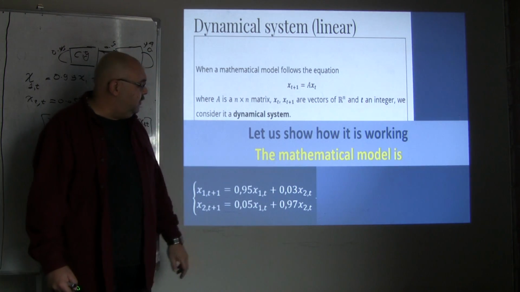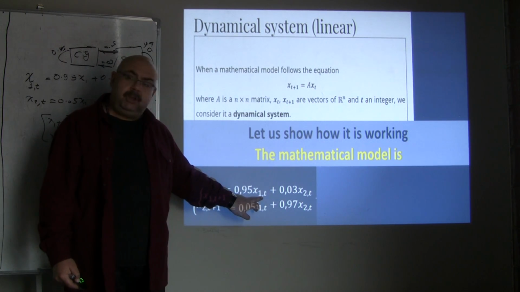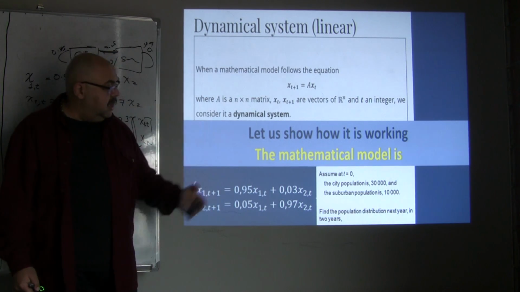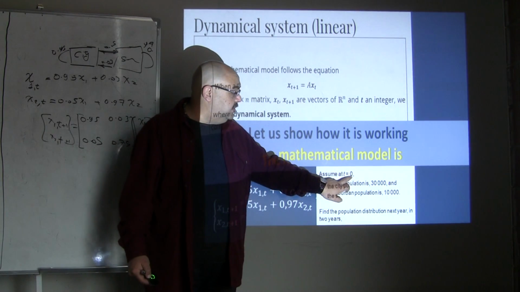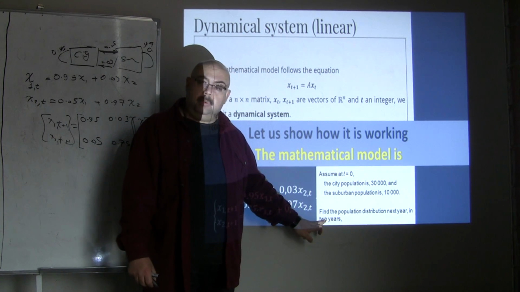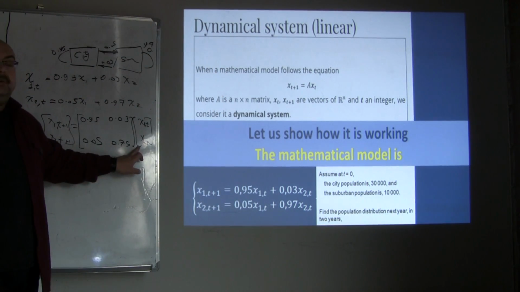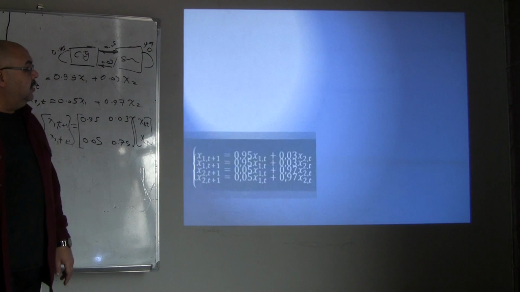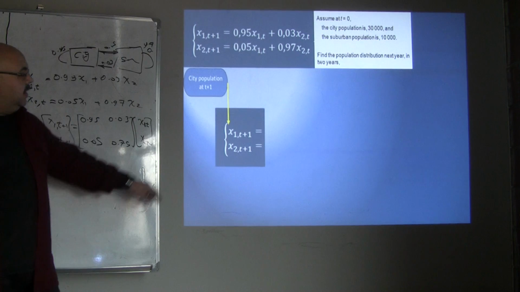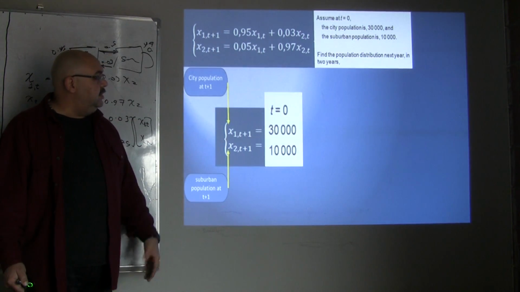The mathematical model is very simple. All you have to do is to insert here the amounts of the population at this year, and you will be able to speculate the results for the coming year. So if I consider t equal to 0 as the current situation, I can speculate what's going to be within the next year, simply by putting 30,000, 10,000 and multiplying. In a similar manner, I can find or speculate the population of the city and the population of the suburban within the next year.